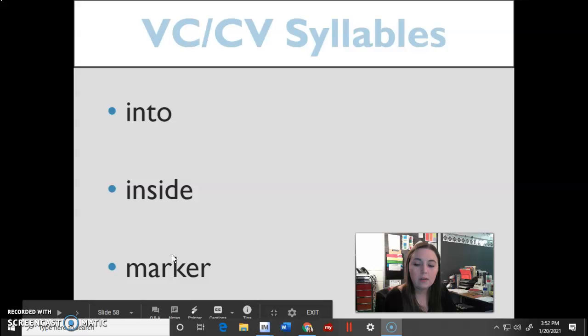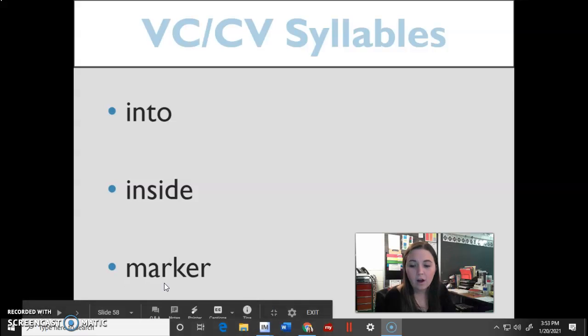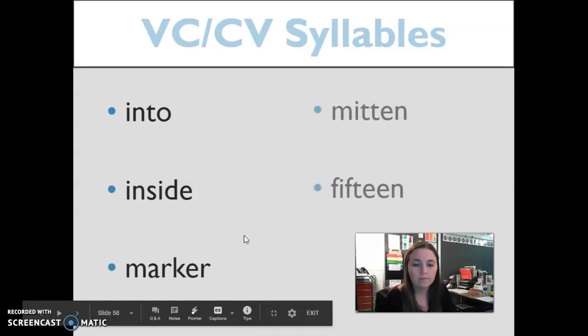Next one, we've got a vowel, consonant, consonant, vowel. So I'm going to cut him in half in between the R and the K, right there. I'm going to chop him in half. Ready? R. That A-R sounds like a pirate. R. So mar, k-er, ker. Marker. What's that word? Marker.